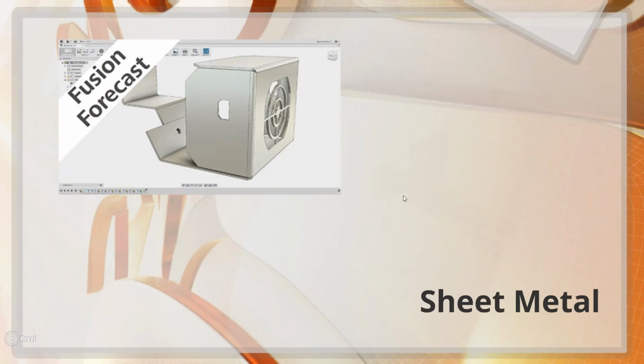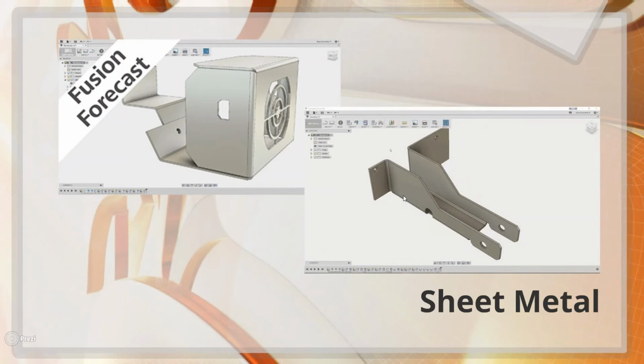Sheet metal. You may have noticed I didn't even mention this as a benefit of one over the other. Sheet metal is coming soon to Fusion. The betas are already out. Who knows, we might see it in the next update. I don't know, but sheet metal will be coming soon.